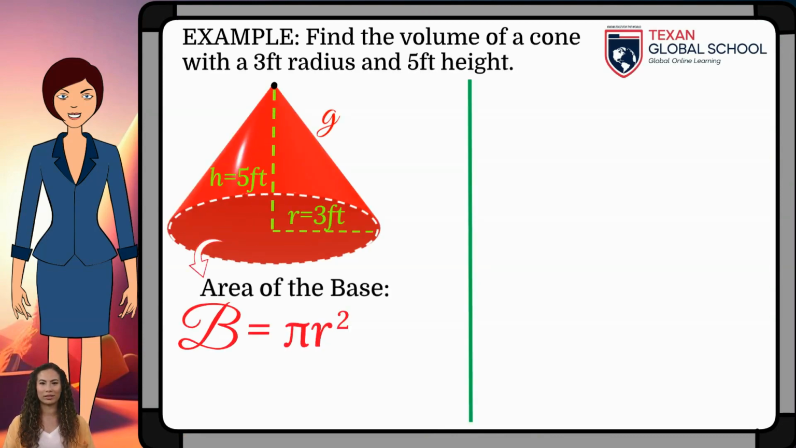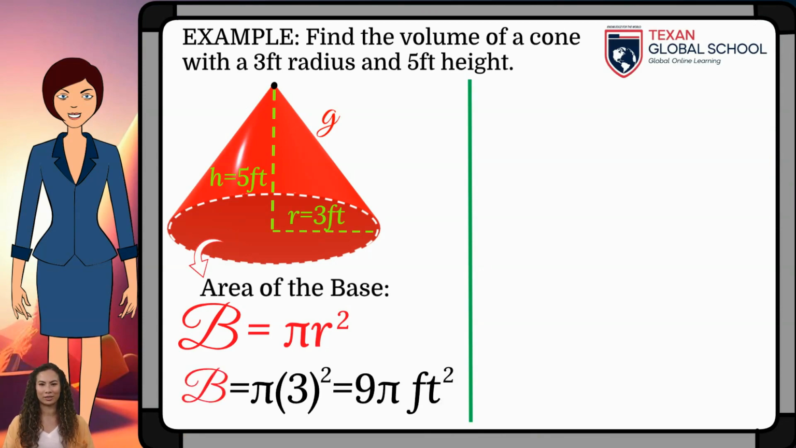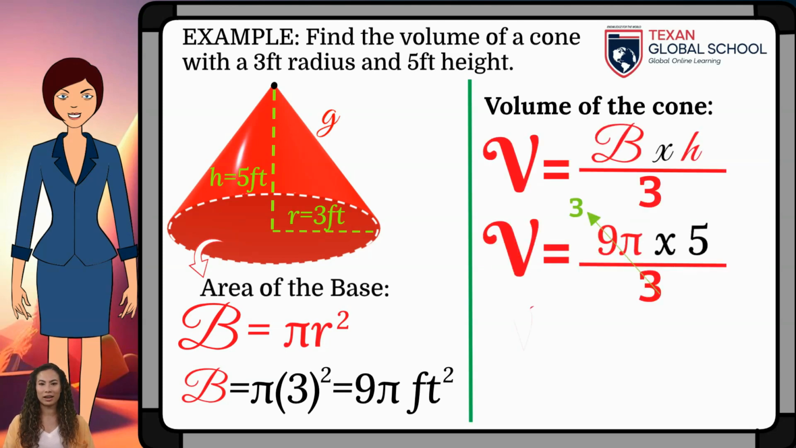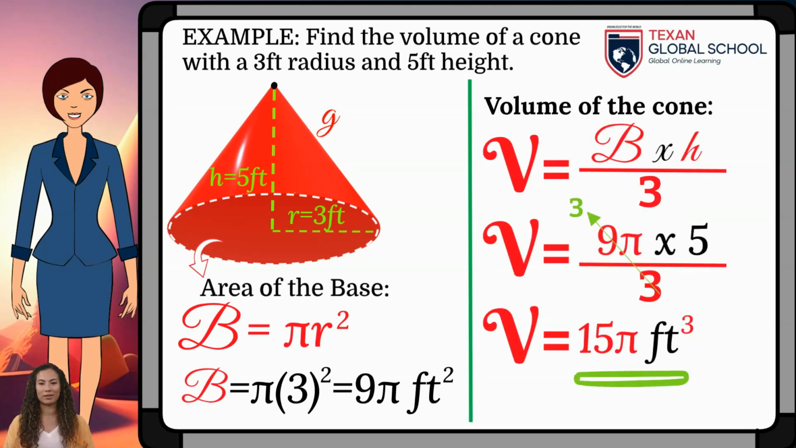The area of its base is pi times the radius 3 squared, resulting 9 pi square feet. Then, multiply it by the height 5 feet and divide it by 3. Hence, the volume of the cone is 15 pi cubic feet.